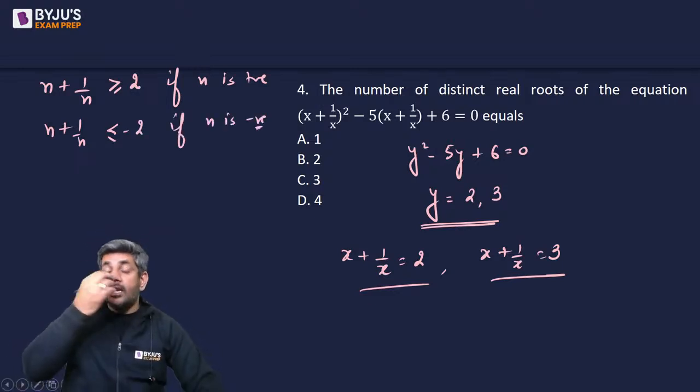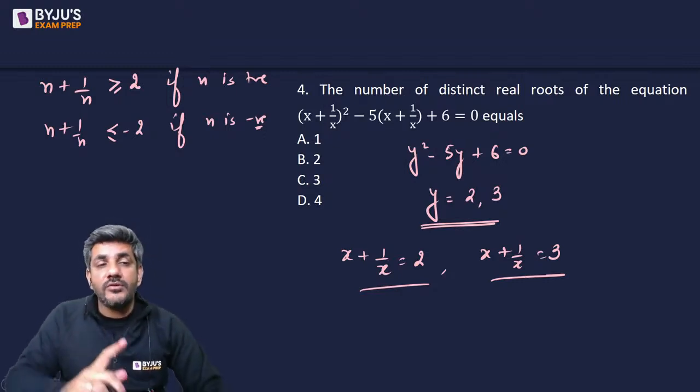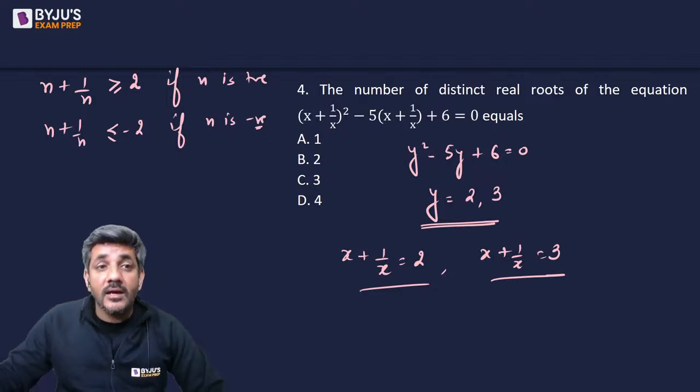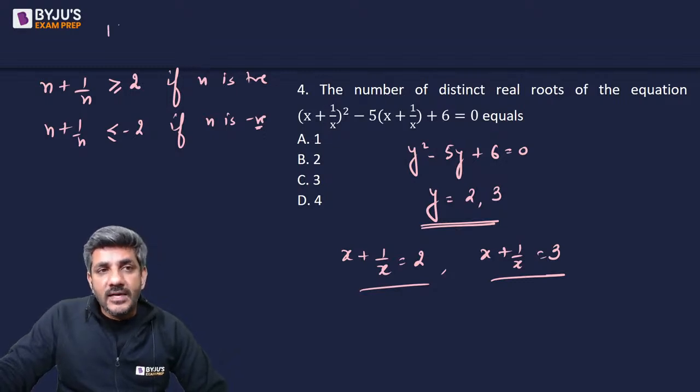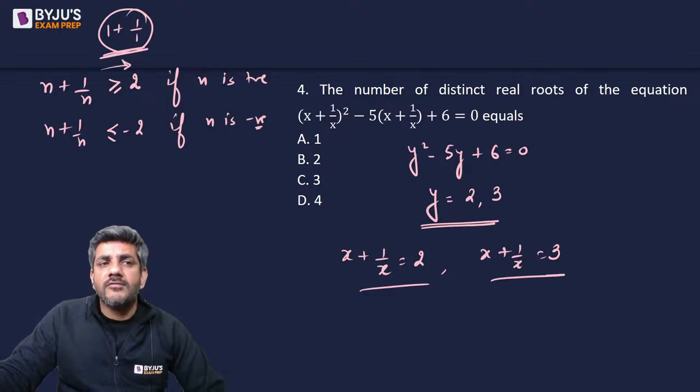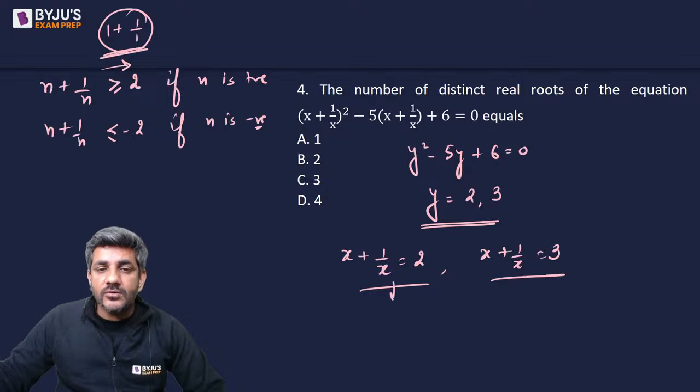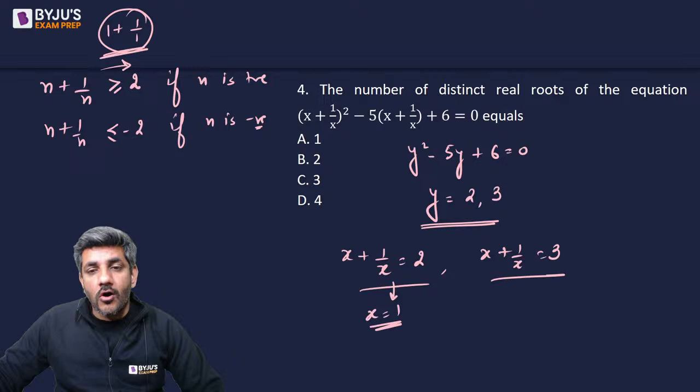If n is negative, this is less than or equal to minus 2, and if n is positive, this is greater than or equal to 2. And this equal to 2 happens only when n is 1. So if I put n is equal to 1, I get 1 plus 1, that is equal to 2. For all the values above that, there would always be two solutions. So x plus 1 by x is equal to 2 will have only one solution, that is x is equal to 1. For all the values above that, I will have more than one root.